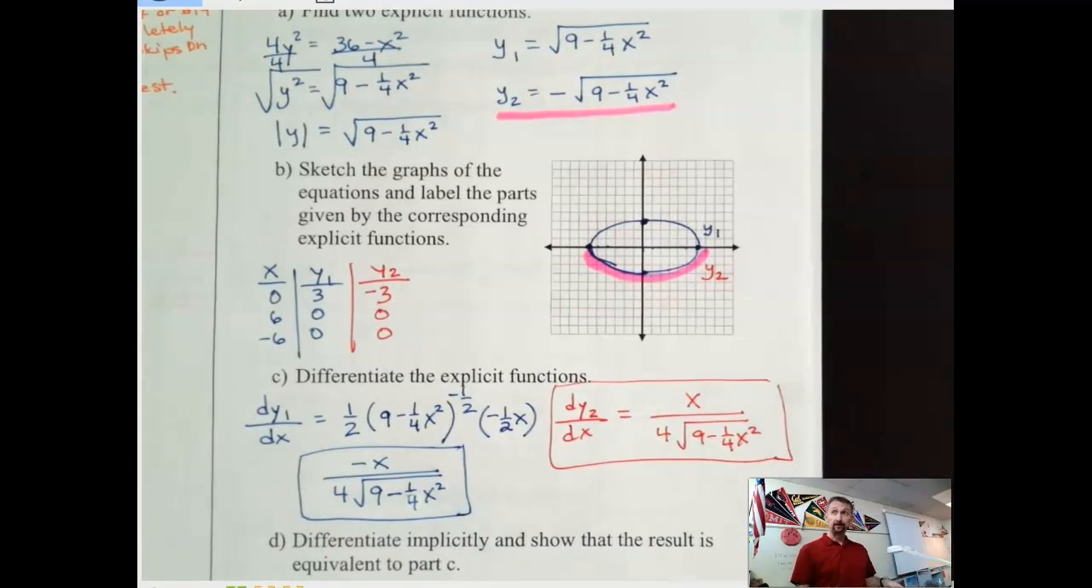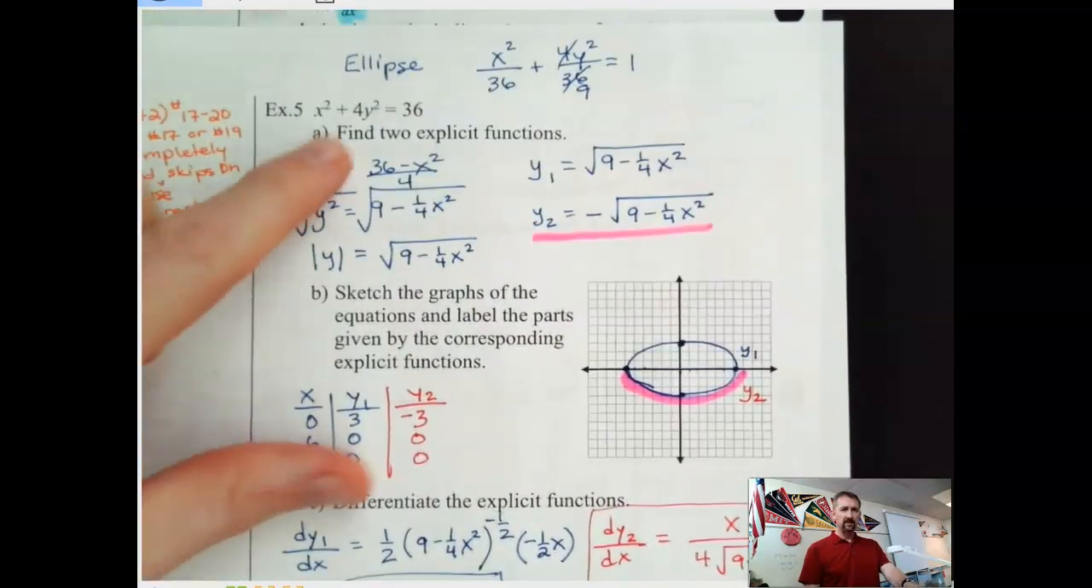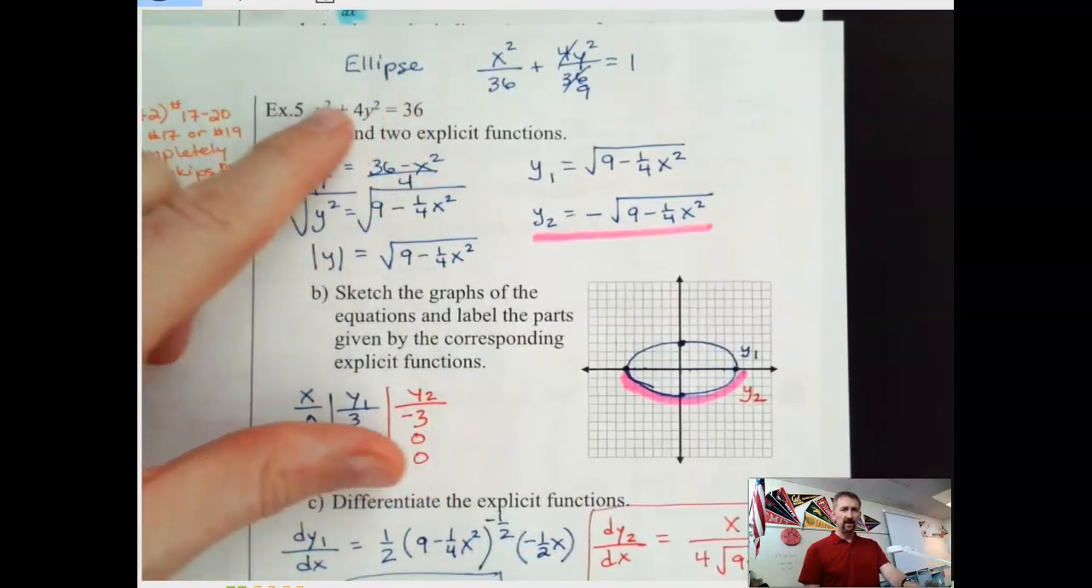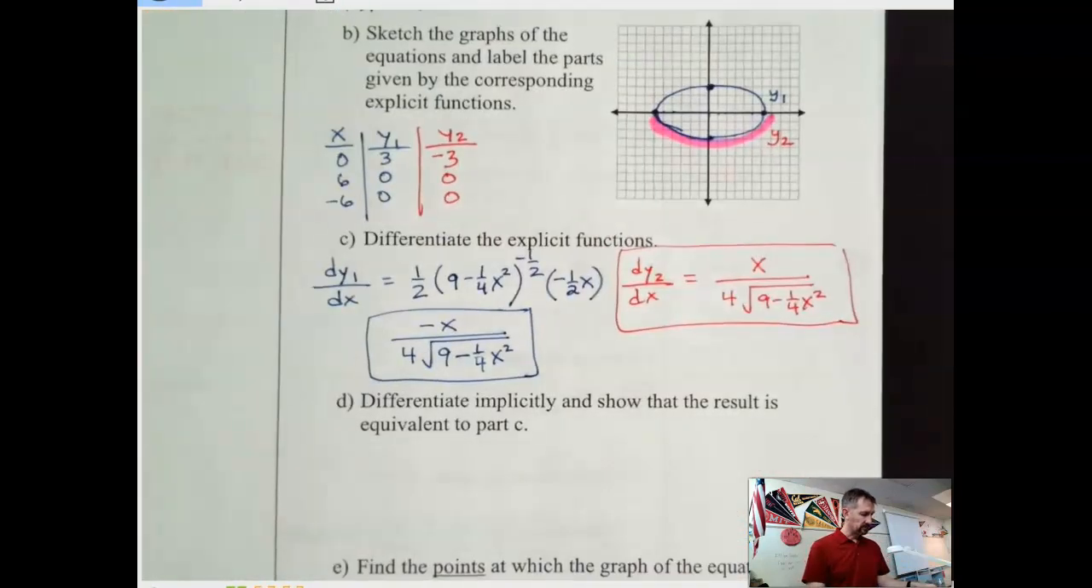Now, this says differentiate implicitly to show that the result is equivalent to part C. So what they're asking us to do is go back up here and just take the derivative of that with what we learned today. Okay?